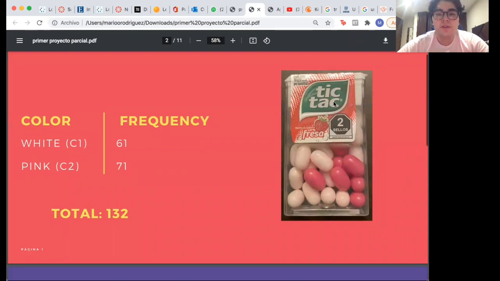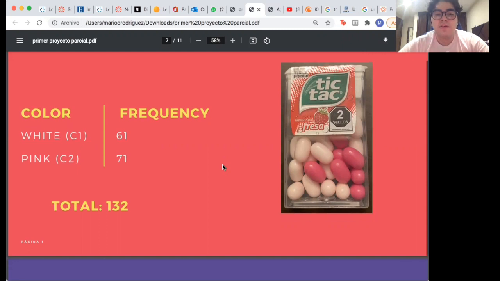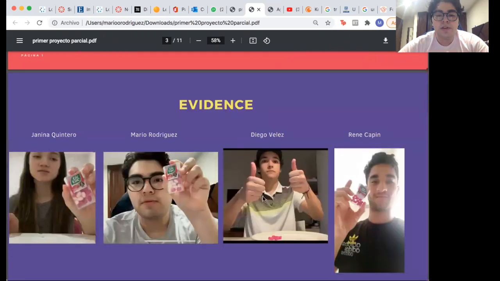We chose the TikToks, and the color white has 61 TikToks, and the color pink has 71, and in total it has 132. And this is our evidence.